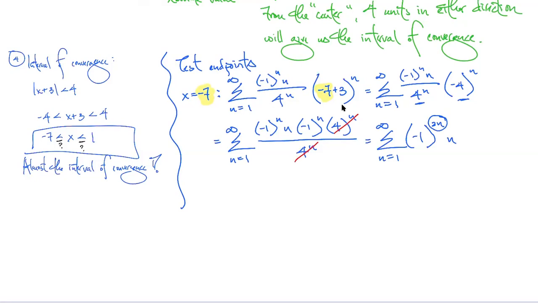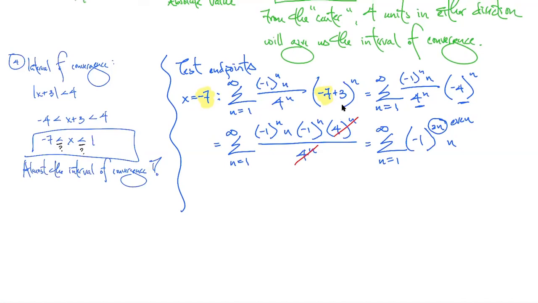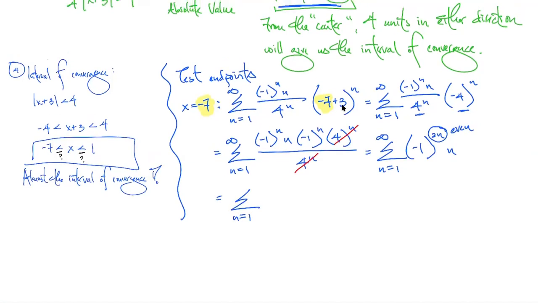Yeah, this 2n is always going to be even, right? No matter what number you double an integer, you're going to get an even number. And we all know that if you take a negative number, you raise it to an even power, it's going to be positive. So this actually simplifies all the way down to this.